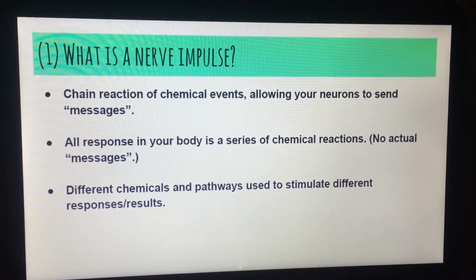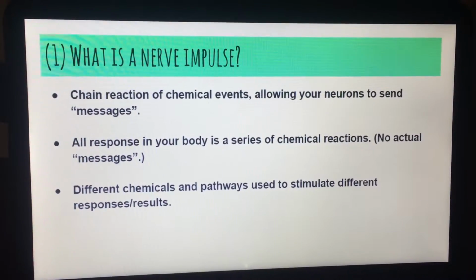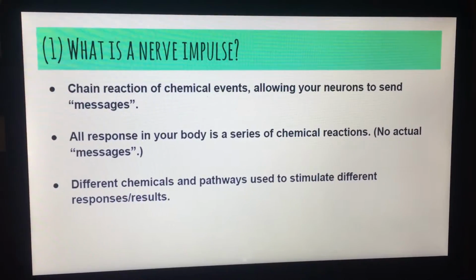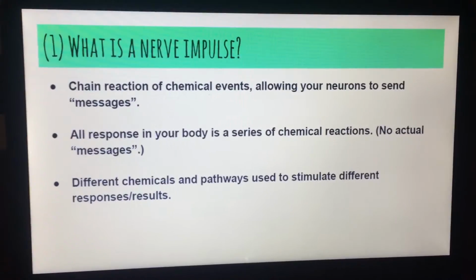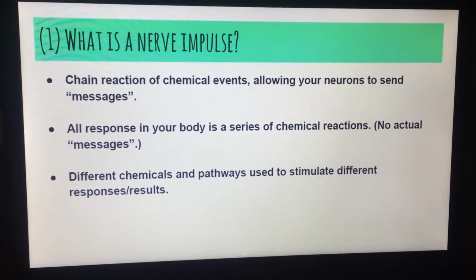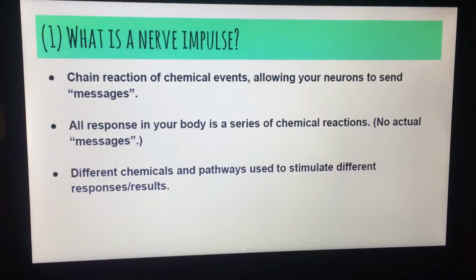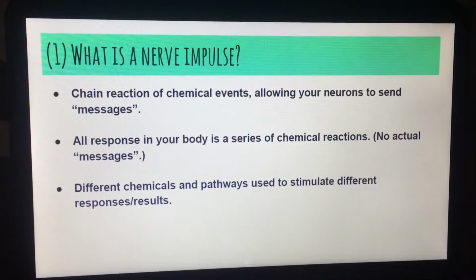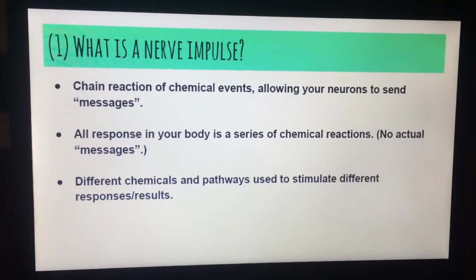So when in previous notes we talked about afferent or sensory messages being sent toward the central nervous system, or motor or efferent messages being sent away from the central nervous system, there's no real messages. They're actually chemical events, almost like a domino effect, that occur in your neurons that allow your body to trigger a response. We call that, in generalized terms, a message.